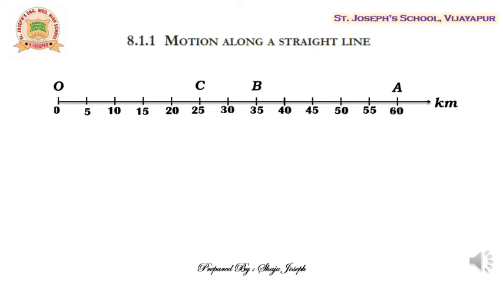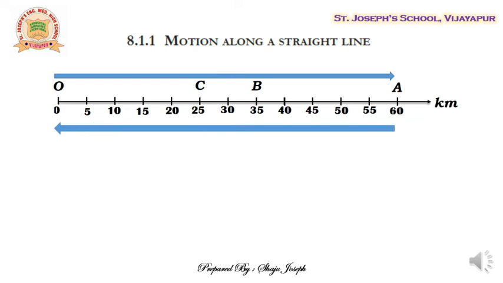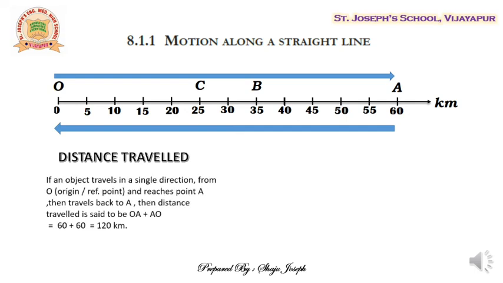However, another case is when the object travels from the origin to a point A and reverses back from A to O. In this case, if we discuss the distance traveled, the body has covered 60 kilometers in one direction, again 60 kilometers in another direction. So let us have a look at that. It is from O to A 60 kilometers and back 60 to 0. That is again 60 kilometers. So the total distance traveled by the object will be 120 kilometers.